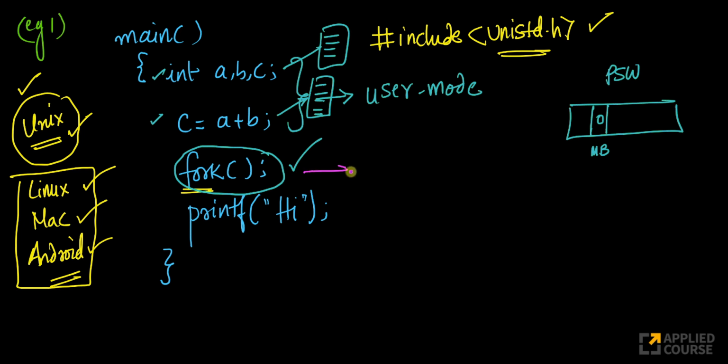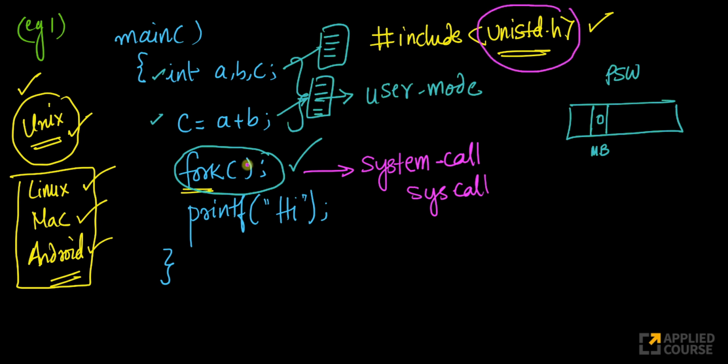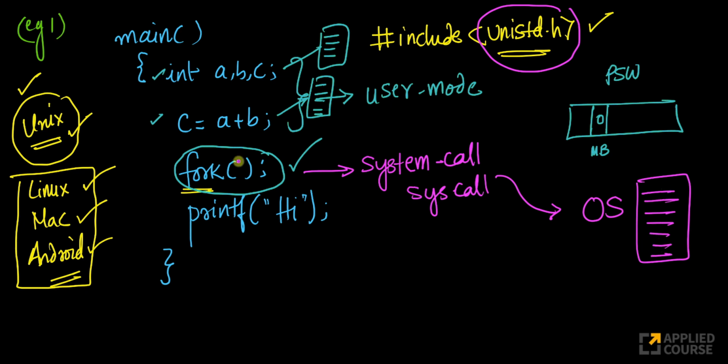This fork is often called a system call, or in short syscall. So this fork is calling a function. Again, this function declaration itself is in unistd.h, but this function eventually calls the operating system. The operating system has a bunch of functions which it can call. What fork does, very interestingly, is that fork creates a new process.